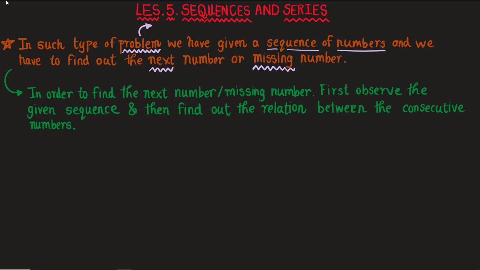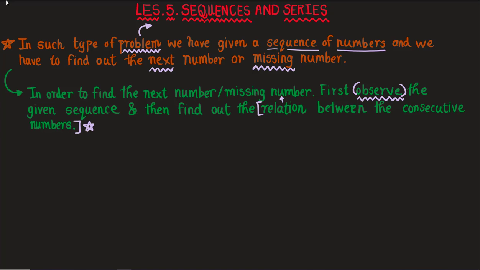So how to find that? Let us see. In order to find the next number or missing number, first observe the sequence. They will give us a sequence and we have to observe it, and then find out the relation between the consecutive numbers. The relation is important. Without a relation there can't be a question of sequence and series. So after finding the relation we have to find out the missing number.